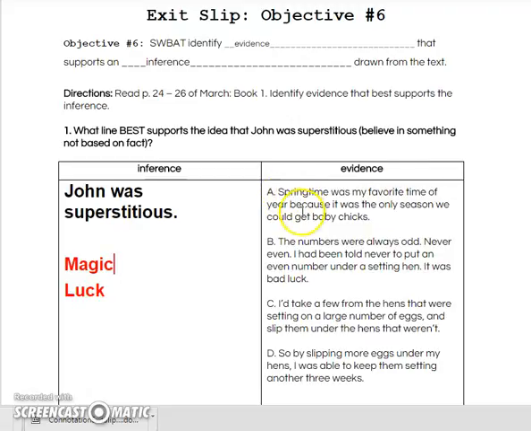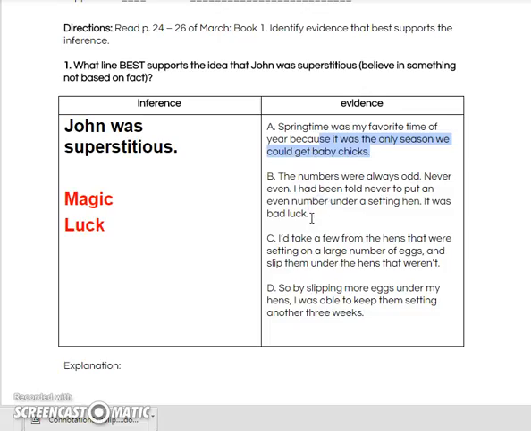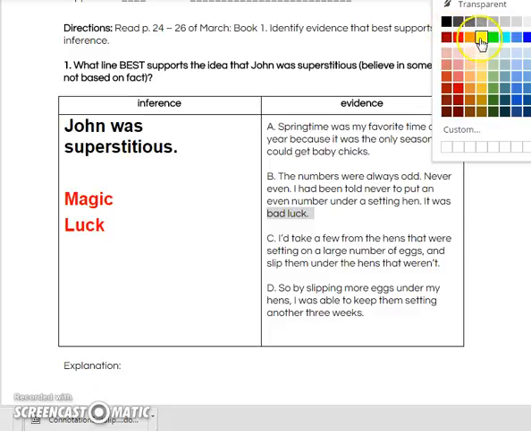Springtime was my favorite time of the year because it was the only season we could get baby chicks. Well, that doesn't really talk about him being superstitious or believing in luck, so I'm going to say that's not our option. B. The numbers were always odd, never even. I had been told never to put an even number under a setting hen. It was bad luck.